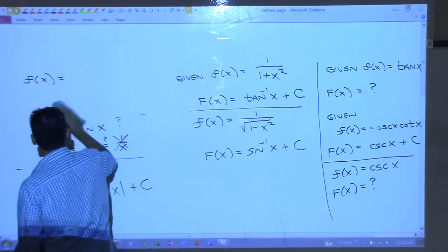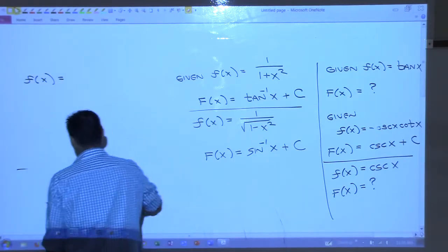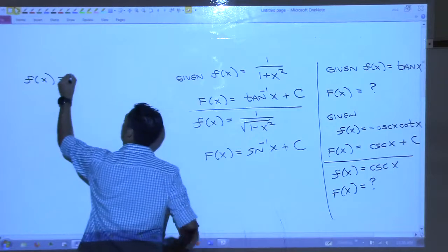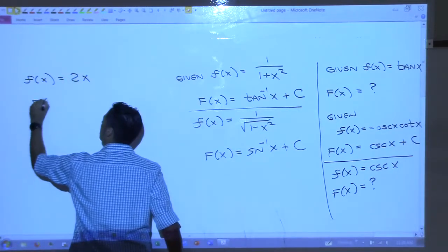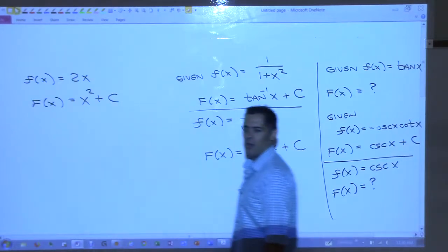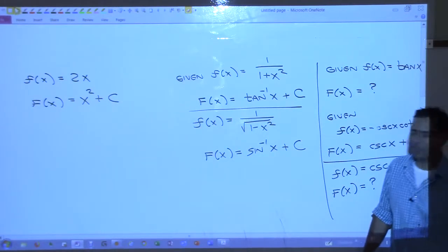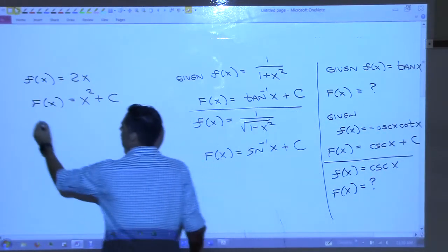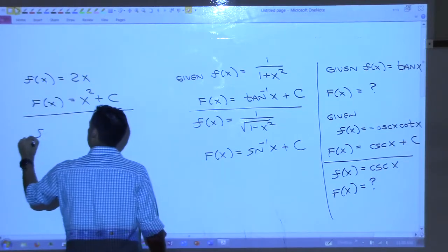We started with 2x. That was the first problem we did, and everyone went backwards, right? Everyone went from 2x backwards to x squared plus c. No one seemed to gripe about that at all. Everyone seemed happy with that. How about this?